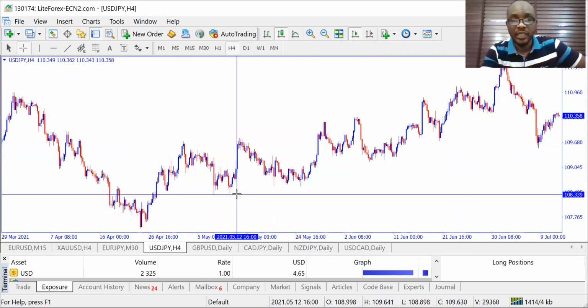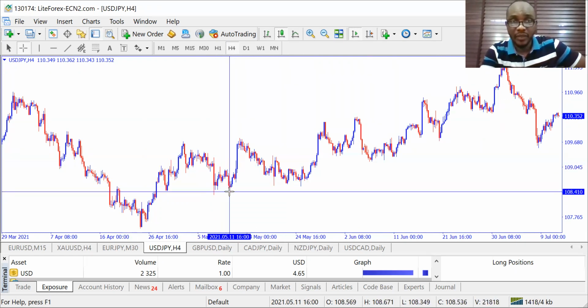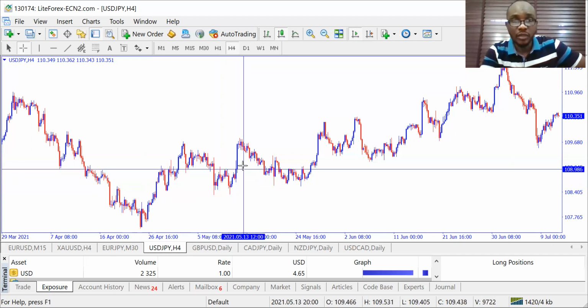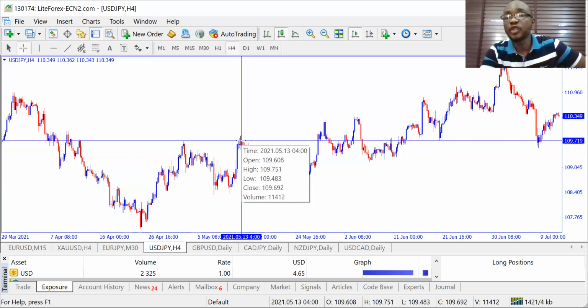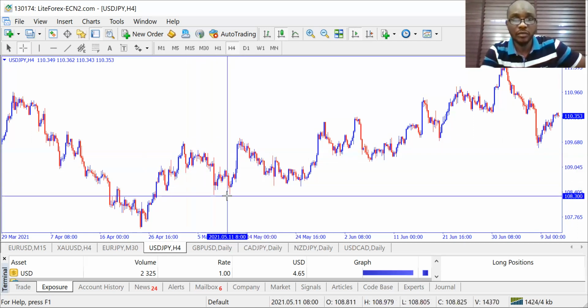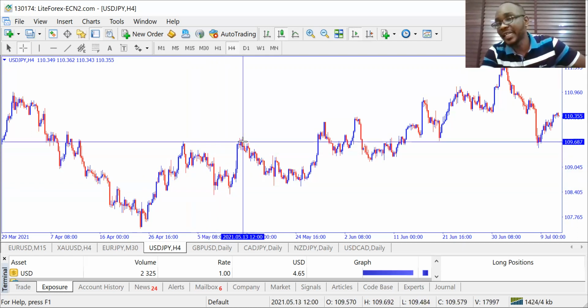What is a pullback? A pullback is a temporal change in market direction to another direction, which later turns around. You can see it turn around here, showing you a double bottom, to another direction and continues on the original intended direction. A pullback is a change in market direction to another direction, which later turns around and continues in the original direction.